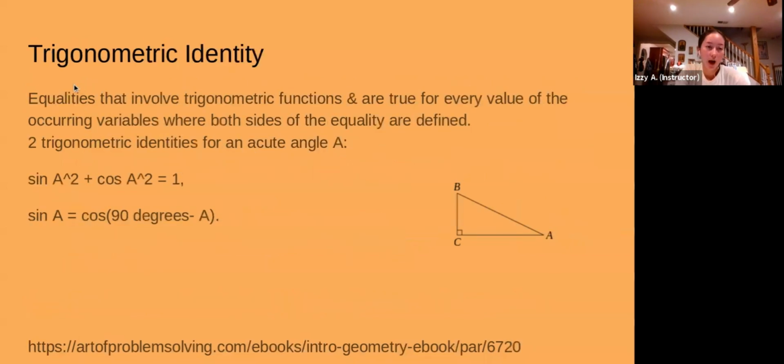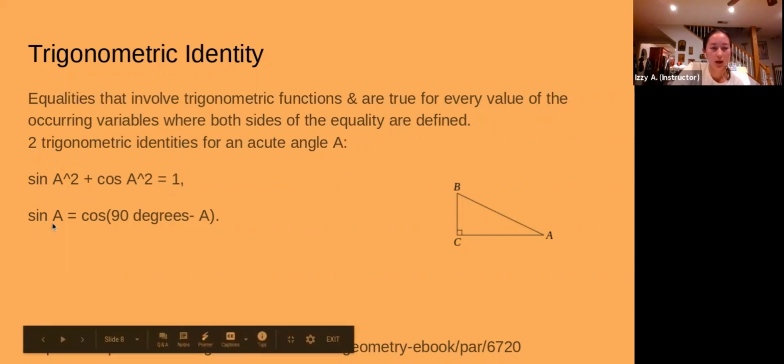So next we have trigonometric identity. Okay, so equalities that involve trigonometric functions are true for every value of the occurring variables where both sides of the equality are defined. So we have 2 trigonometric identities for an acute angle A. As Alvin previously said, sine A squared plus cosine A squared would equal 1. And then we have another one where sine A is equal to cosine of 90 degrees minus A.